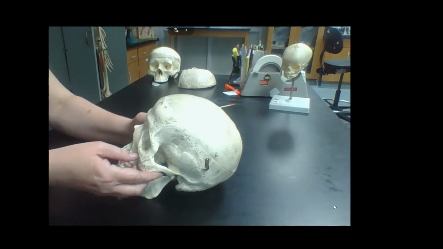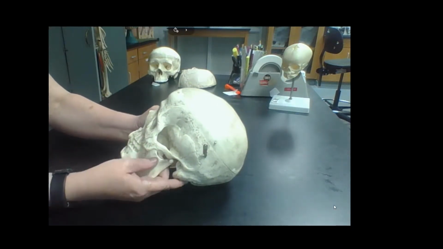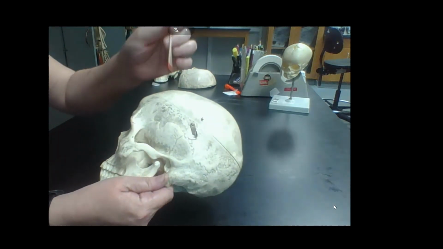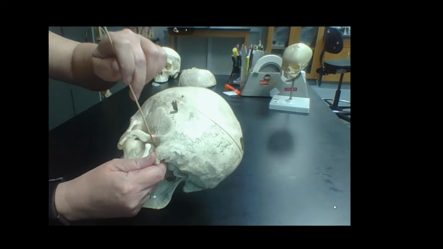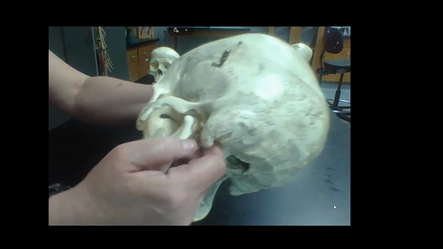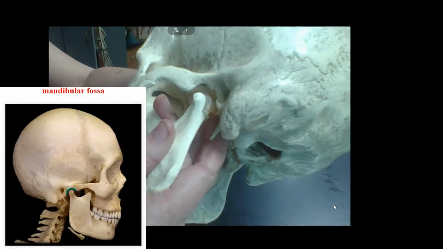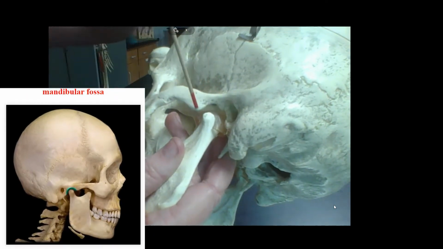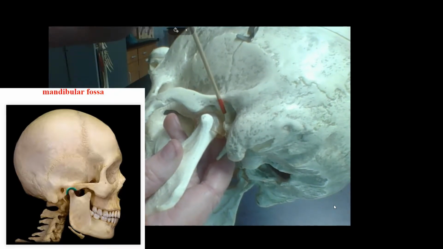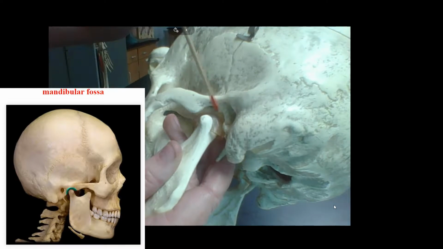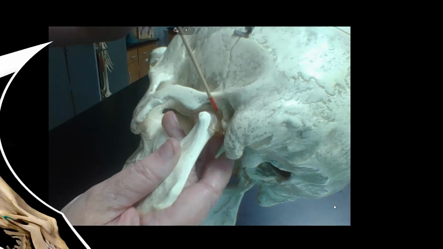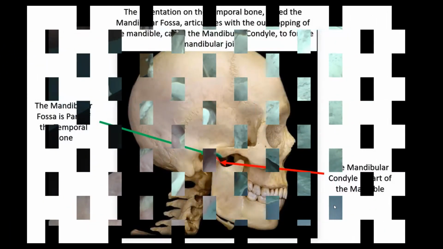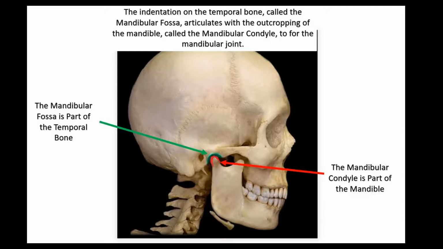Another feature that the temporal bone has is right here where it articulates with the jawbone. The indentation here that is on the temporal bone, this is the mandibular fossa. The mandibular fossa is the articulation point for the mandibular condyle, which is on the mandible or jaw bone.